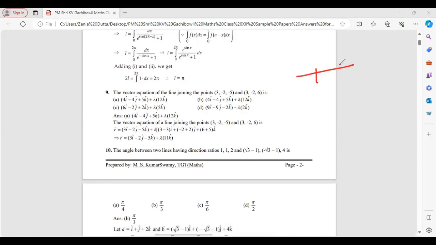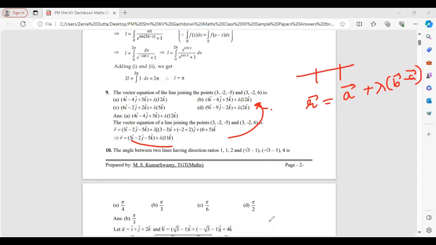Now, the vector equation of the line joining the points (3, -2, -5) and (3, -2, 6). So the 2 points are given to us. So we will be using r bar equal to a bar plus lambda (b bar minus a bar). So using that, you will get the equation, match it up with the options, and then mark the answer.